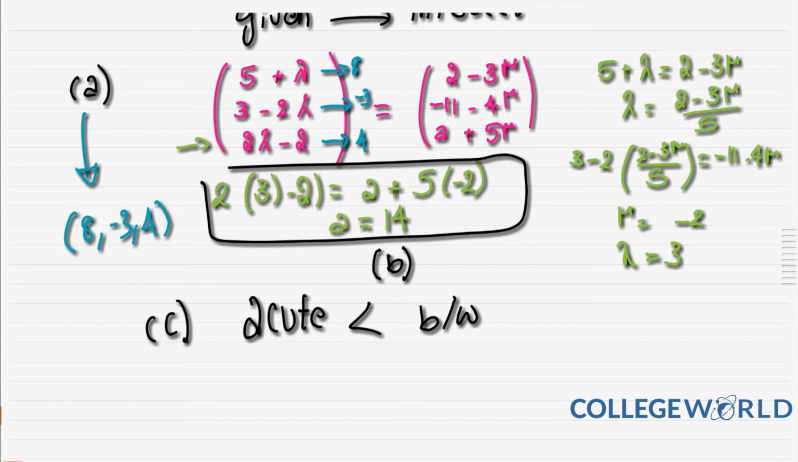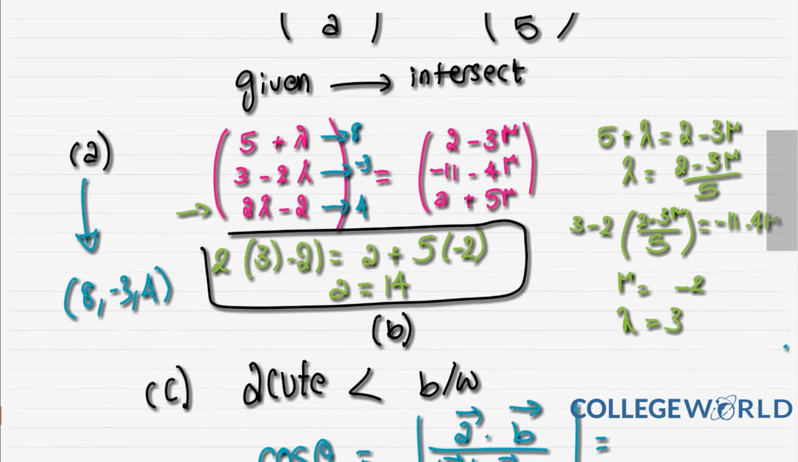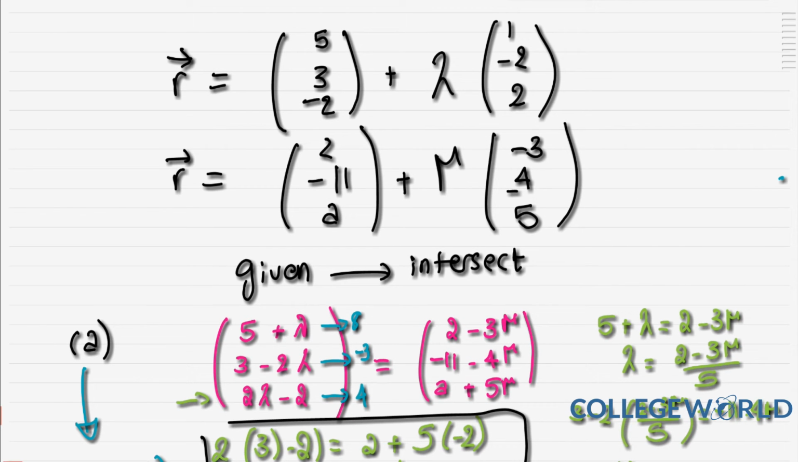Now, in order to find the acute angle between them, we said that cosine theta is going to be the absolute value of the product of their two direction vectors divided by the product of their magnitudes. To solve this, we need their vectors, which are actually given to us at the top, and we said these are the direction vectors. So we're going to multiply these two.